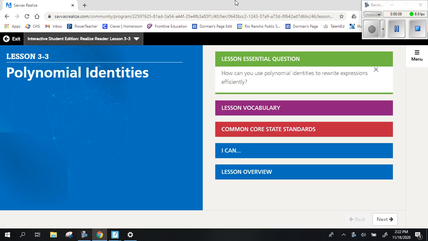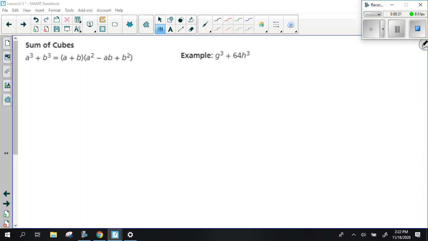Our essential question is, how can you use polynomial identities to rewrite expressions efficiently? So let's go ahead and look through all of the different polynomial identities that we're going to learn about today.